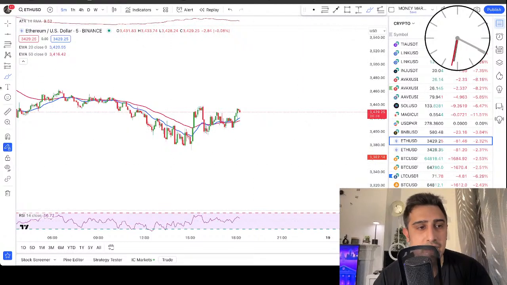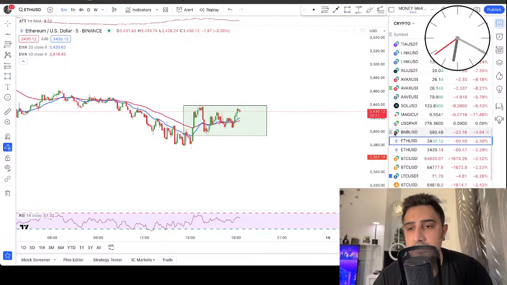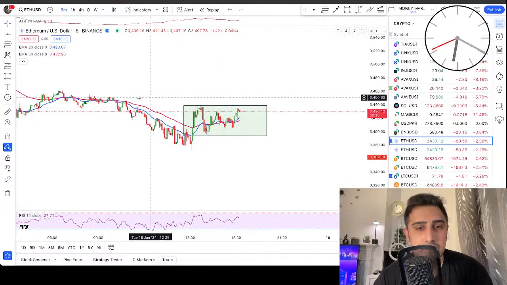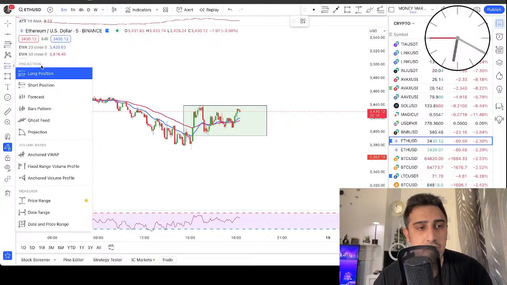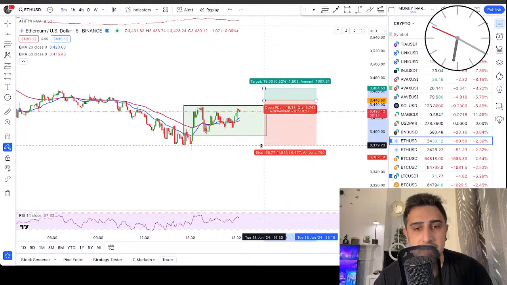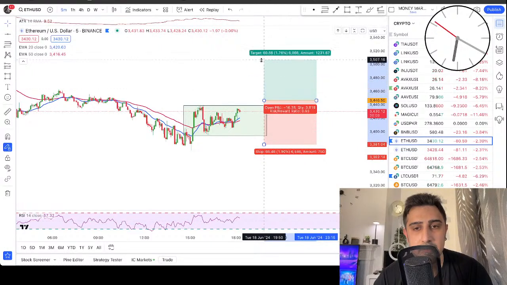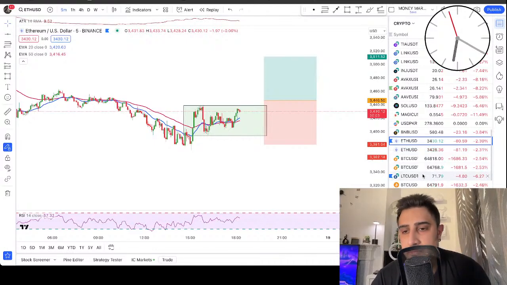Ethereum 5 minutes on Binance chart. Let me mark that as well. Once we are broken above, let's say we are above, and let's place the position as well right here. So if we have that, that's going to be like this. So I want to wait for the break.